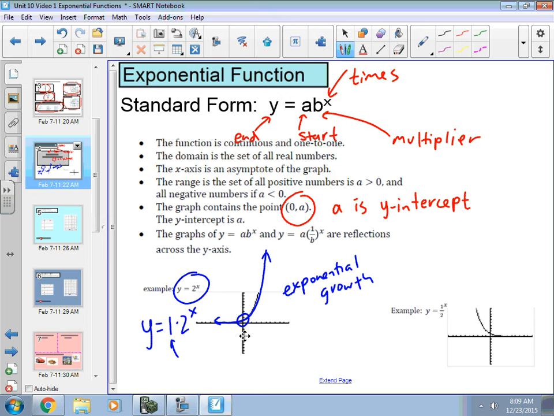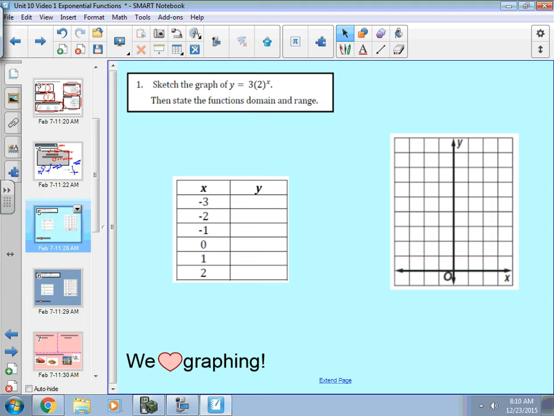This other graph over here starts big and then gets closer to 0 as you go to the right. This is what's called exponential decay, and we'll get into that throughout the unit. That means we're going to get smaller as we go to the right. This is going to get closer and closer again to 0. Again, where it crosses through here is at 1. That's our y-intercept because this is 1 times (1/2)^x.